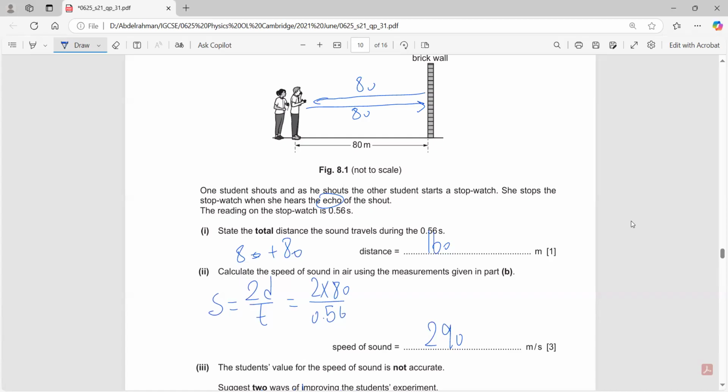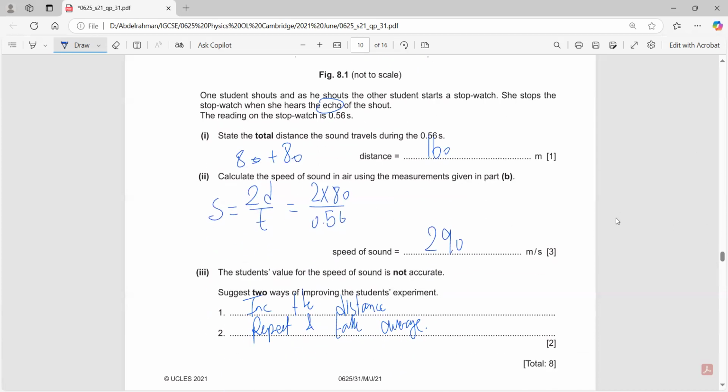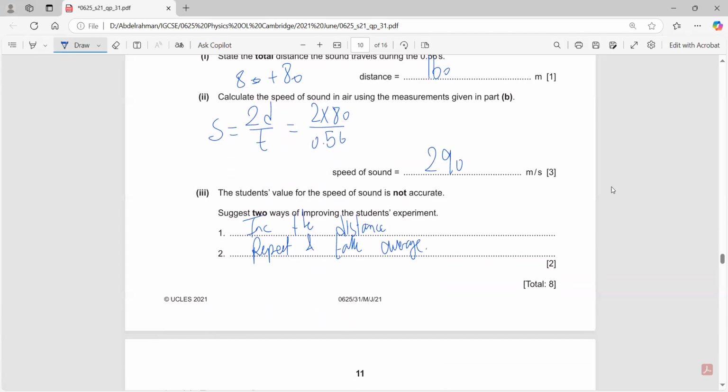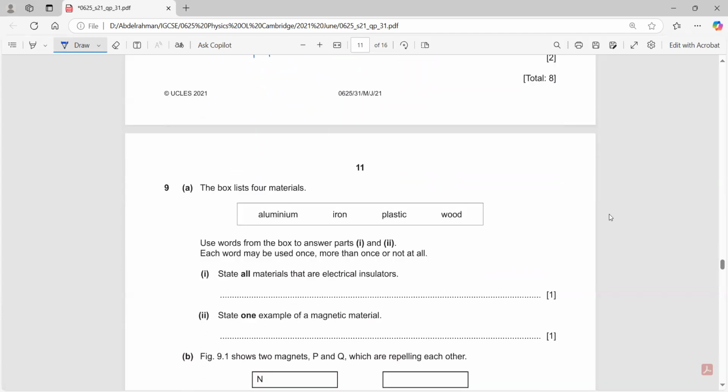0.56 seconds is such a short time for us humans. And don't forget that we need to include the human error and whatnot. So 0.56 seconds is too short of a time, and 80 meters is too short of a distance. You need to increase the distance, and therefore the time would increase, and probably the speed of sound would be a bit more accurate.